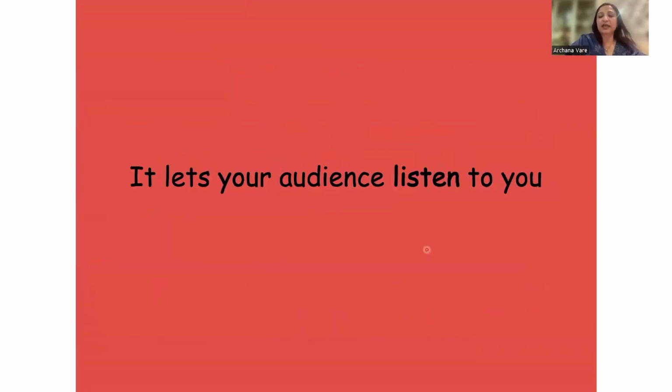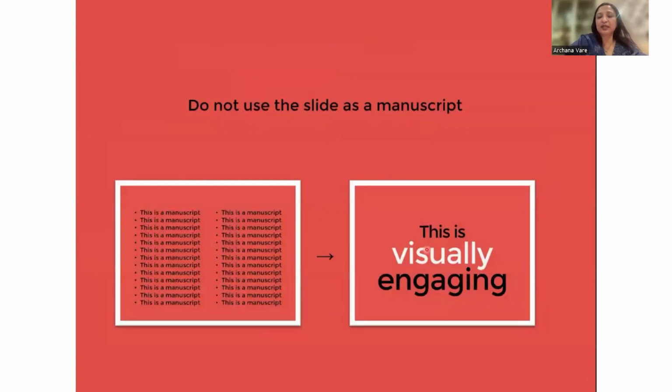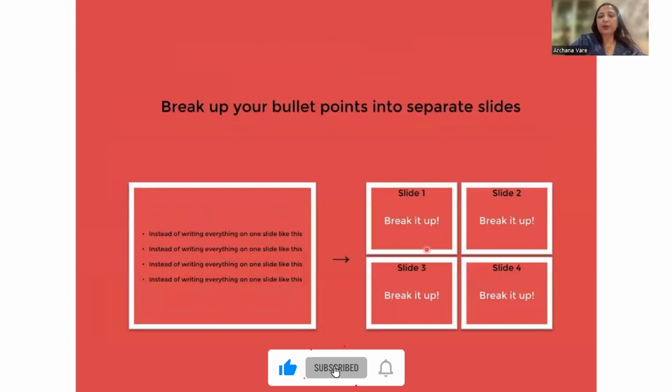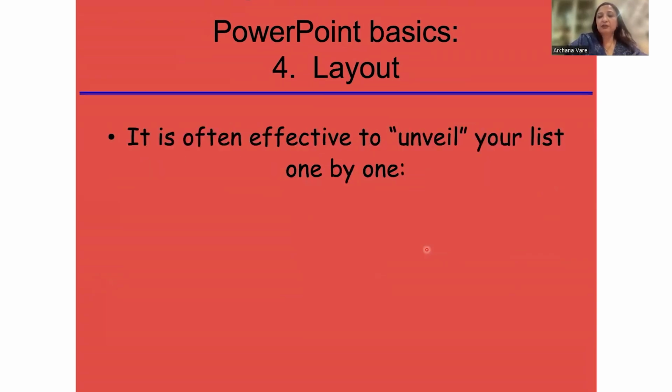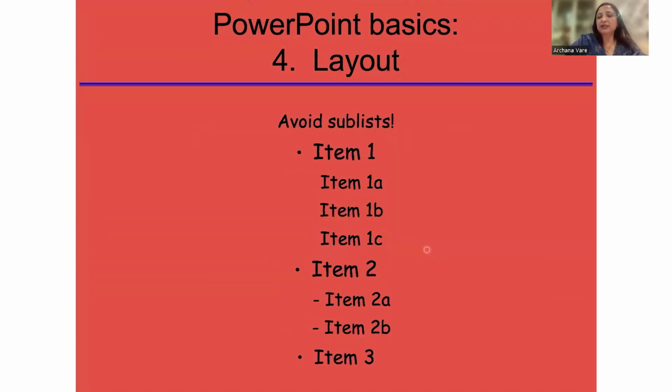So let your slides breathe. It lets your audience listen to you. Do not use the slide as a manuscript. Break up your bullet points into separate slides. Lists should not contain more than 3 items. It is often effective to unveil your list one by one. For example, talk about item number 1, then unveil item 2, then talk about item 2, and then unveil item 3. Avoid sublists like these.